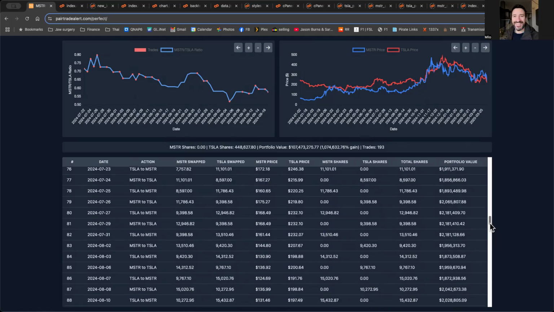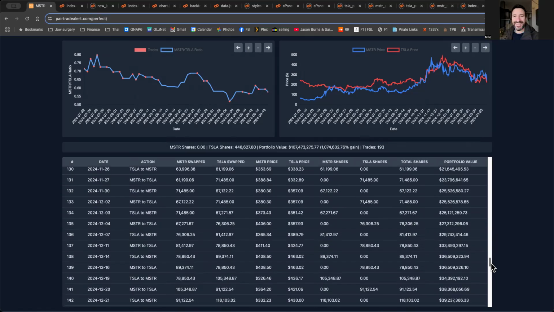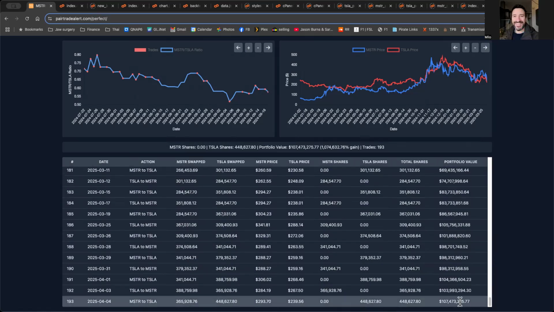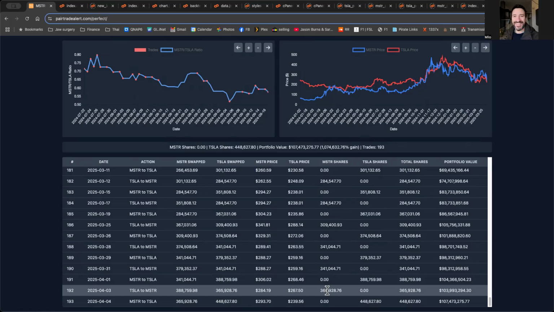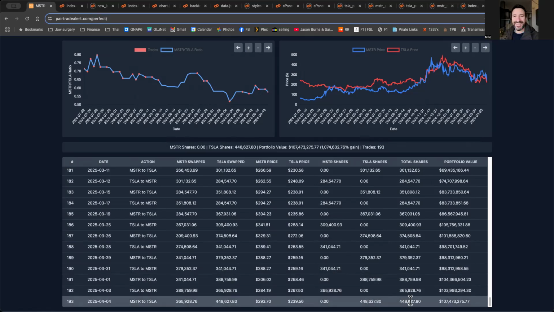If you scroll down to the bottom, you'll see we get to sort of $10 million in November, which is only 5 months ago. But if you keep going, we get to quite big numbers. $50 million we get to in January. And if you go all the way to the bottom, we get to $107 million, and about 500,000 Tesla shares, and about 365,000 MicroStrategy shares, because obviously we're selling everything each time, so you wouldn't have both. But the total amount of shares there is 448,000 shares in total. Pretty decent.